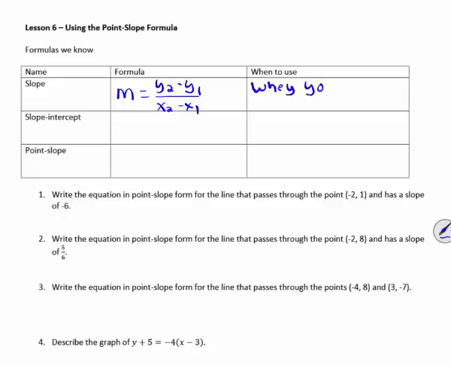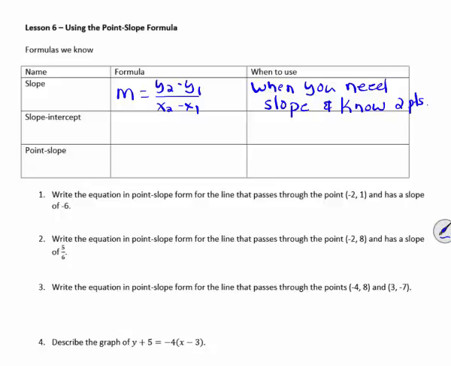Ooh, that should say when, not way. Sorry. When you need slope and know 2 points.